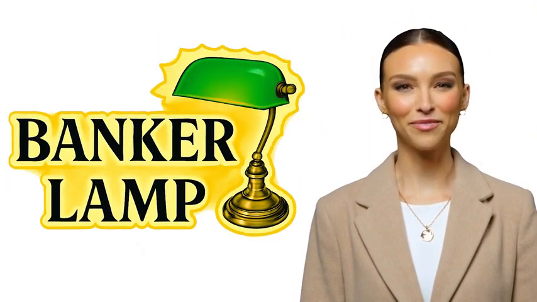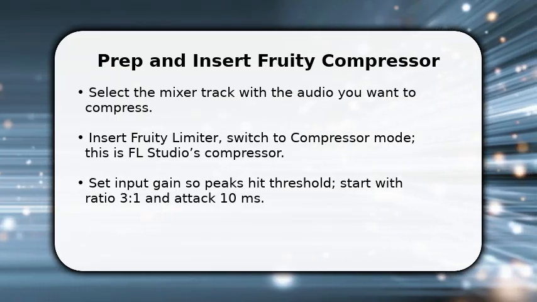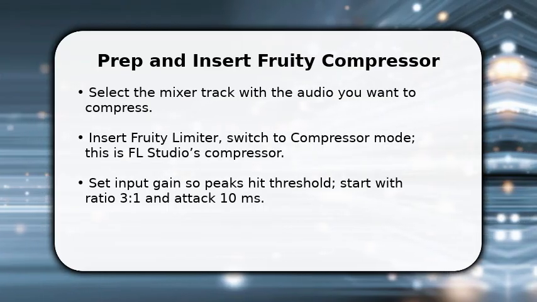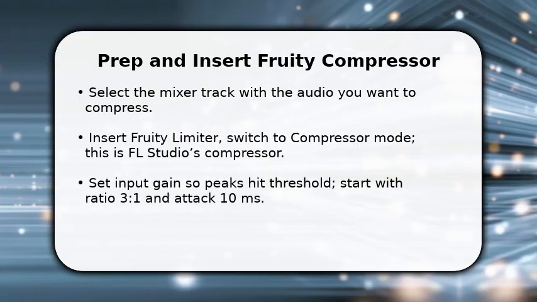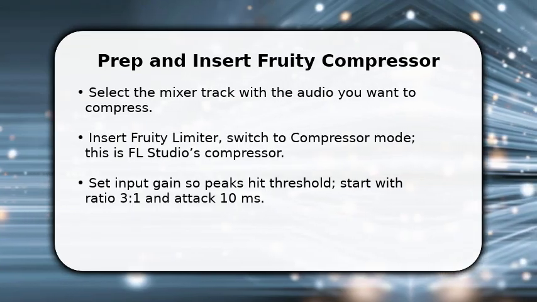Please enjoy the video. You begin by choosing the mixer track that contains the vocal, synth, or drum you want controlled. Once selected, add Fruity Limiter and switch its mode to compressor. That's the built-in compressor you'll use. Next, raise the input so loud transients reach the threshold. This ensures the compressor actually acts.